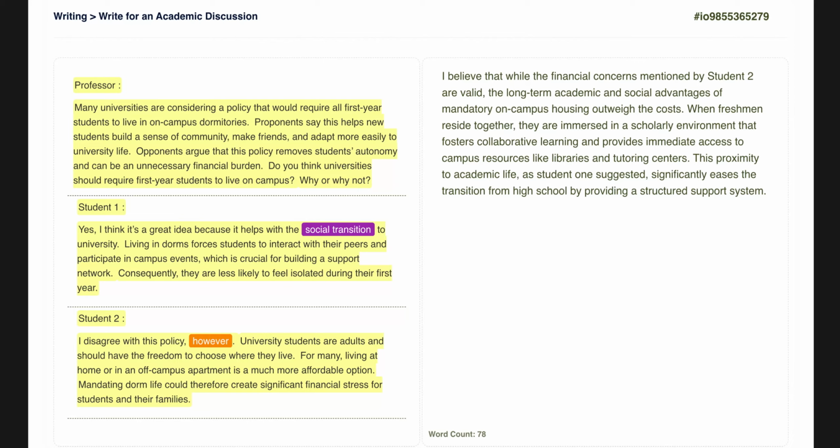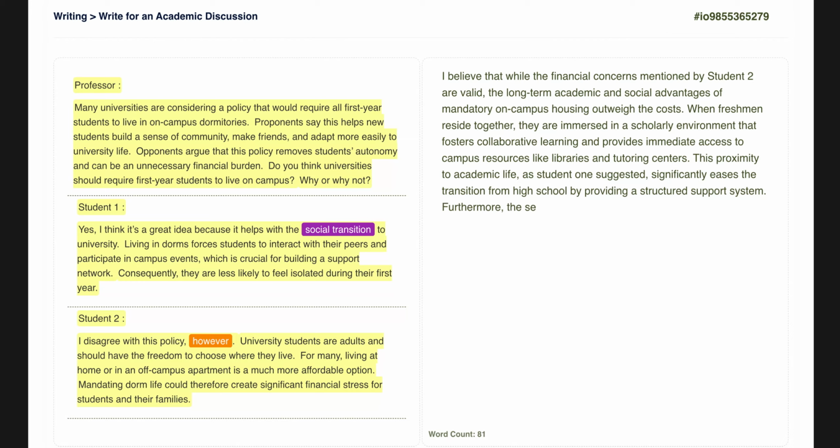We follow this with "significantly eases the transition from high school" to explain the emotional benefit. Finally, we use the phrase "by providing a structured support system." This clarifies exactly why dorm life is helpful, strengthening the coherence of our response.